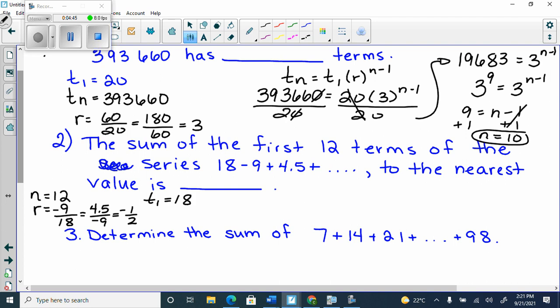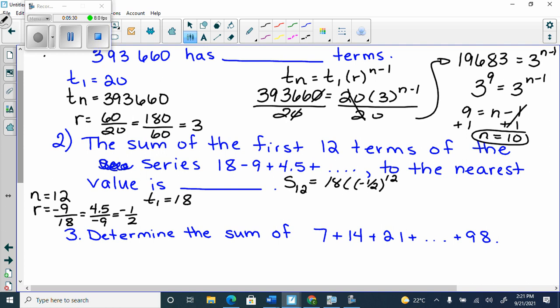So I have N, T1, and R. I know it's geometric. Which formula uses N, T1, and R? The first one. So I have S12 equals T1, which is 18, R, which is -1/2, to the n, which is 12. Make sure you put this fraction in brackets, because if not, it's going to tell you it's a negative answer. Negative to an even exponent is always positive. Make sure you put in brackets.